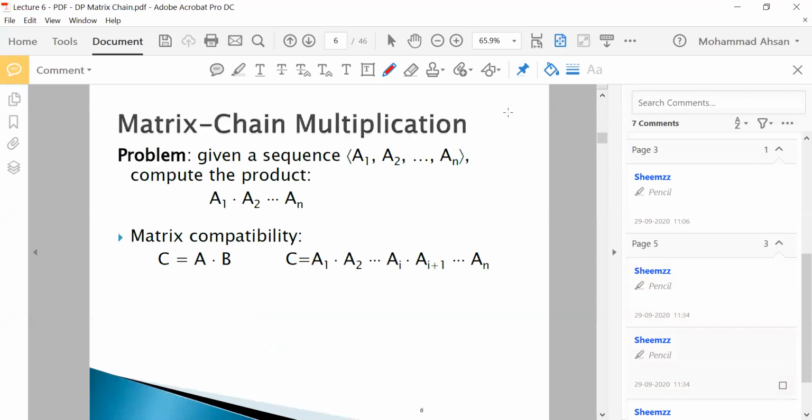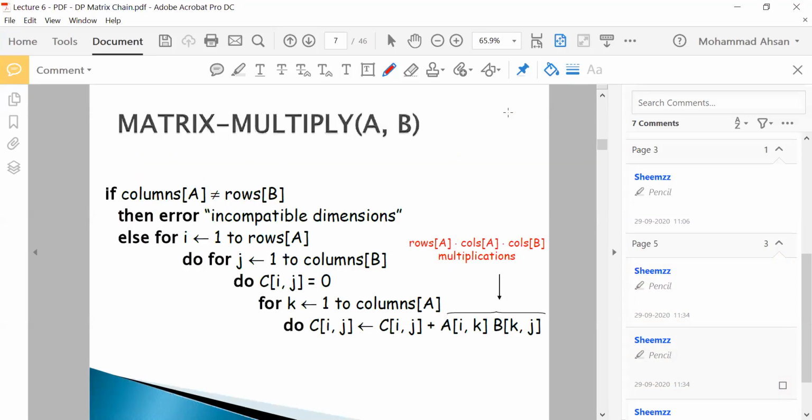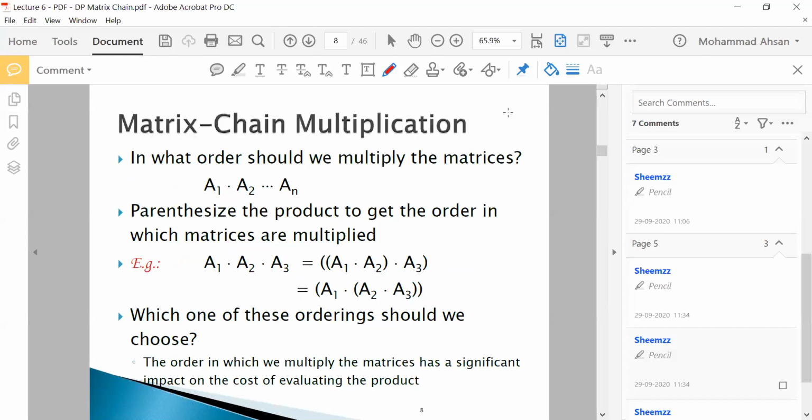Okay, so this is the matrix chain multiplication problem put mathematically. You are given a sequence of matrices, a chain of matrices numbered A1, A2, A3 up to N. The matrices should be compatible with respect to multiplication, which I told you, M into N and N into Q. So this is how you would do basic multiplication. I'll not go through this. The problem here is, what order should we multiply the matrices so that we get the minimum number?